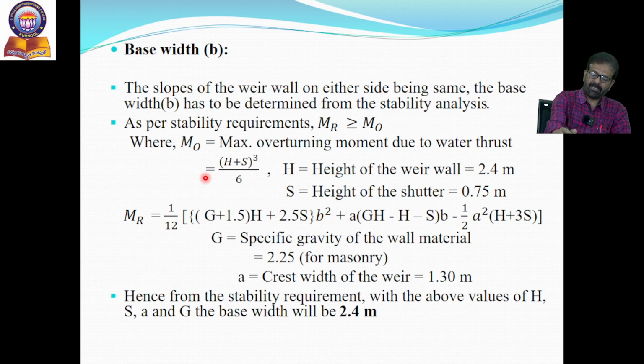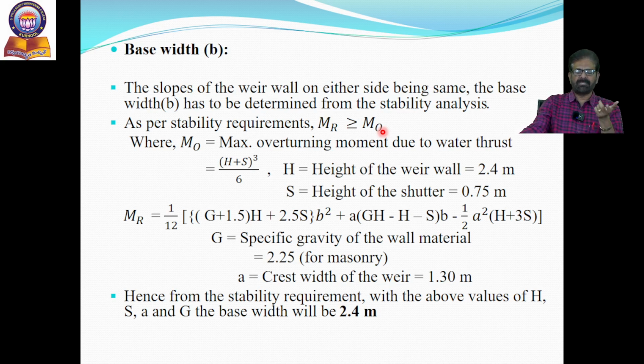We can calculate the overturning moment using this formula, that is one value we will get. That value has to be equated to this formula for the stability requirement, as MR is greater than or equal to MO. So just by equating these two values, we will get the value of base width B. The only thing is, we have to assume the value of specific gravity of the material.